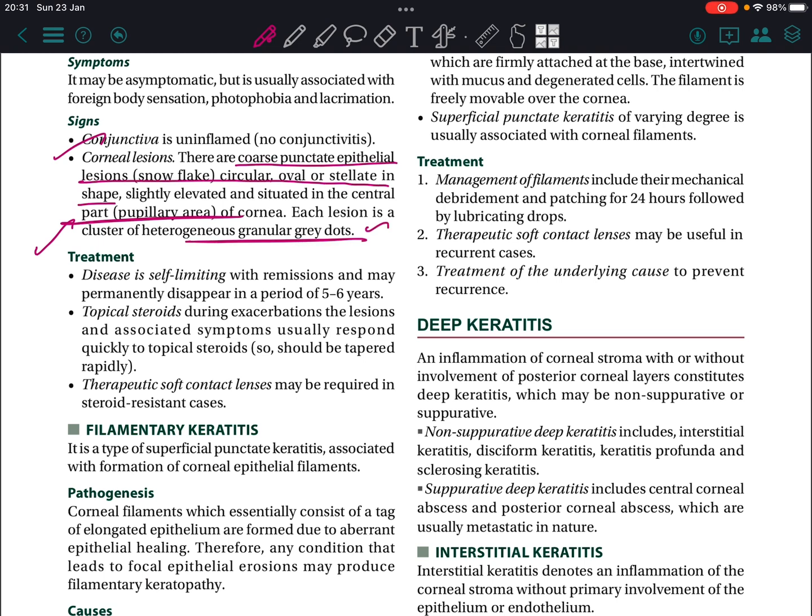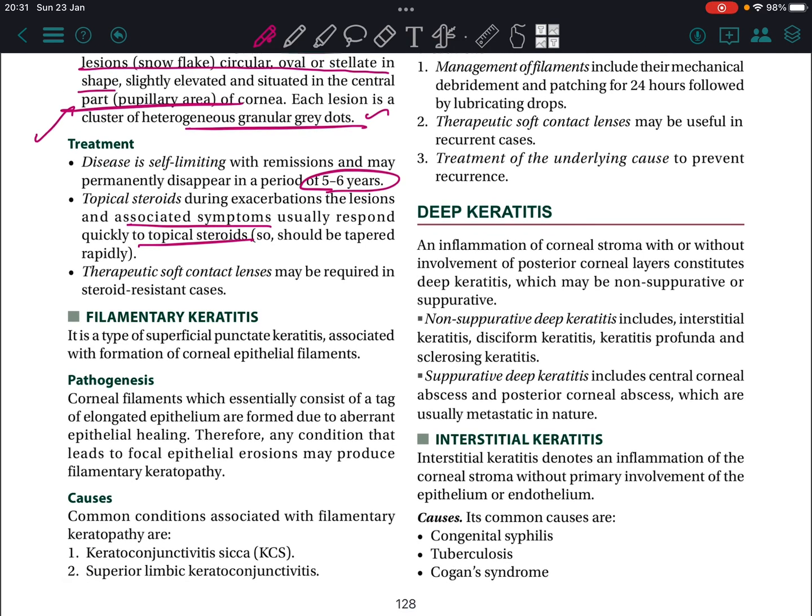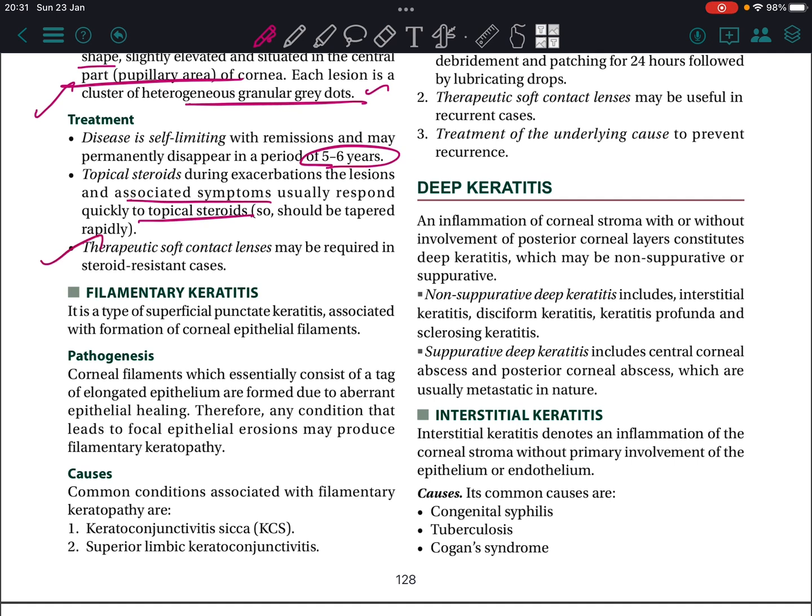Treatment: disease is self-limiting with remissions and may permanently disappear in a period of 5 to 6 years. Topical steroids during exacerbation: the lesions and associated symptoms usually respond quickly to topical steroids. Therapeutic soft contact lenses may be required in steroid-resistant cases.